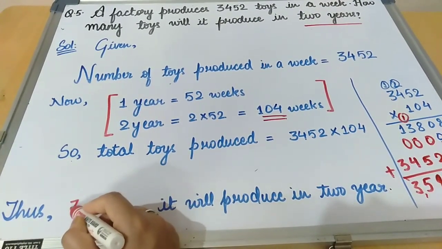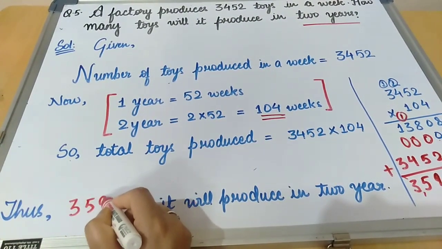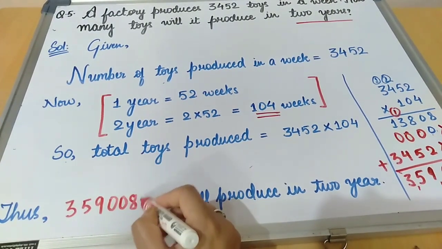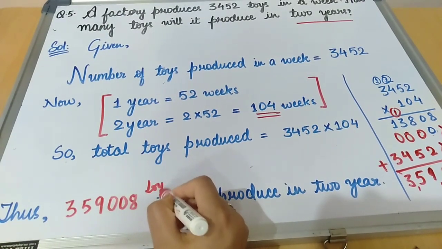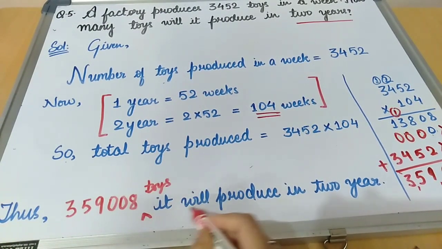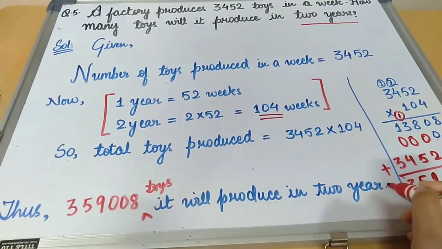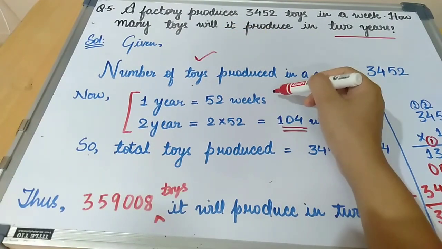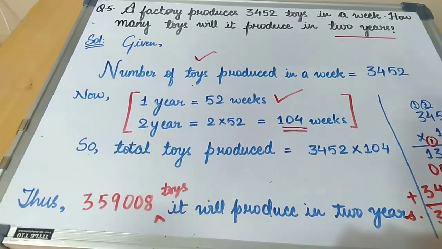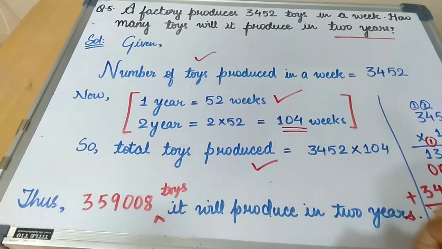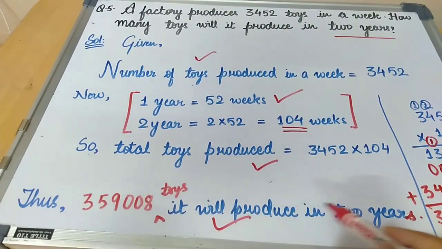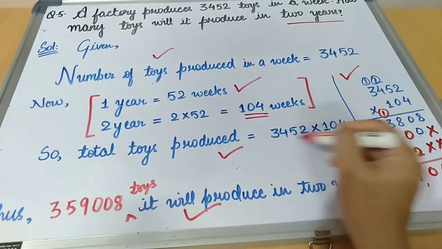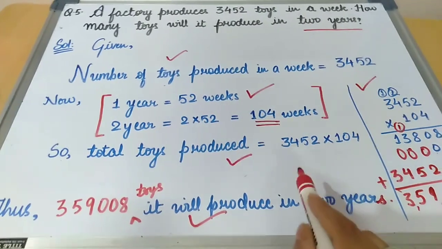So we will write the ending statement. Thus, 3,59,008 toys it will produce in 2 years. Okay, so this will be the ending statement. There should be the given information, if you need to convert, then the conversion should be there, and then the way of solution, and then there should be an ending statement, and this should also be done in the copy after this. Okay, so in this way you have to do.